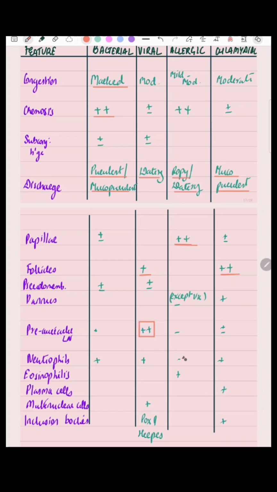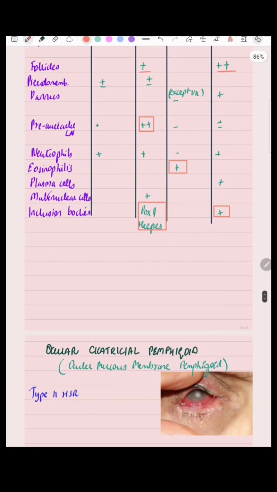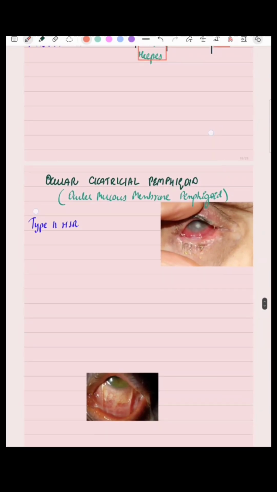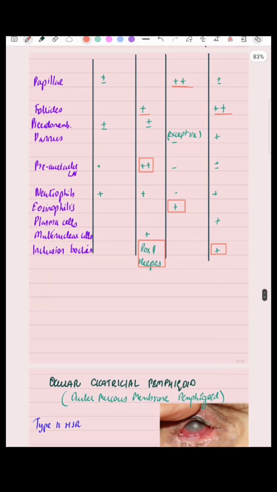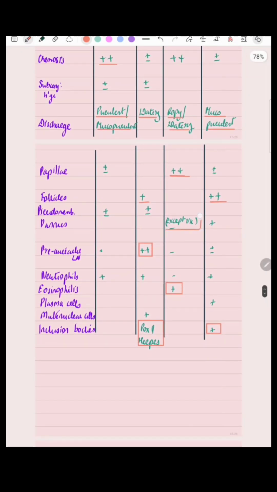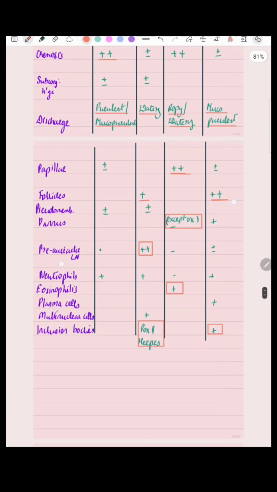Neutrophils are seen in all except allergic. In allergic, eosinophils are seen. And inclusion bodies can be seen in chlamydia, and in pox and herpes viral infection also inclusion bodies can be seen. These are the important points. One more thing, pannus will not be present in anything except allergic, that is VKC. Only in allergic VKC we can see pannus. In other conjunctivitis, pannus won't be present.